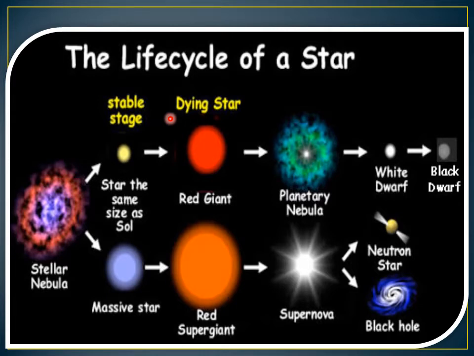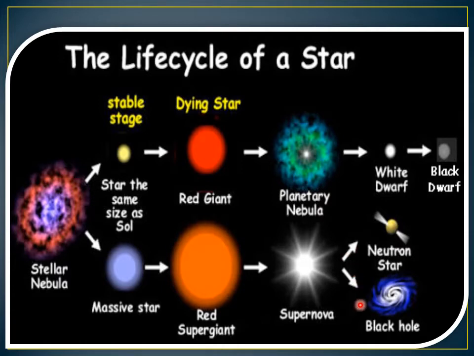After this, it will become a planetary nebula. The outer core starts drifting away, leaving a dense core behind known as the white dwarf, and eventually it will turn to be a black dwarf. In case of massive stars, it will turn to be a red supergiant, eventually forming a supernova. Supernova explosion disintegrates the outer parts of the star and outshines all stars in the galaxy. It will result in a neutron star or a black hole.